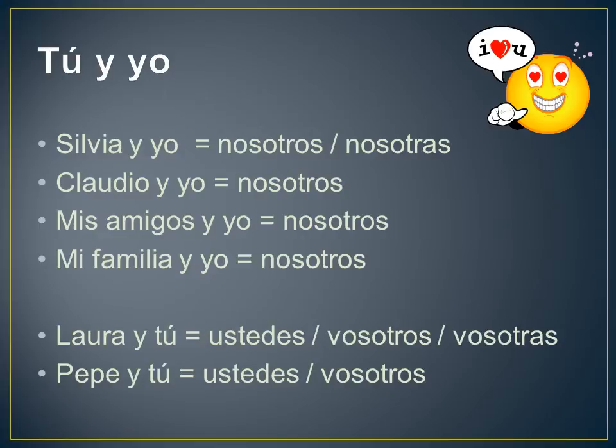The same thing works with tú. Laura y tú. Laura and you. We could say you guys or you all, ustedes, vosotros, or if it's an all-female group, vosotras. Pepe y tú. Another way to say that, Pepe and you, would be ustedes, or in España, vosotros.